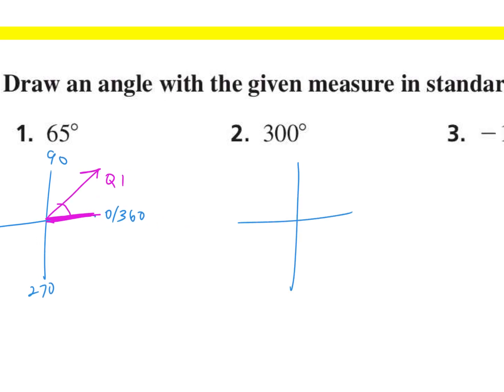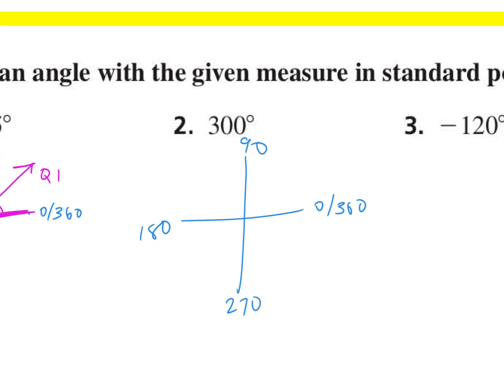300. Positive or negative? Positive. Good. So I have 0, 360 here. 90 is up. 180 is to the left. 270 is down. Where is 300? In between 270 and 360. Good. So I'm going to start here at my initial. Since it's positive, I'm going upwards. And I go all the way around, and I stop somewhere in there. Somewhere in quadrant what? Perfect.